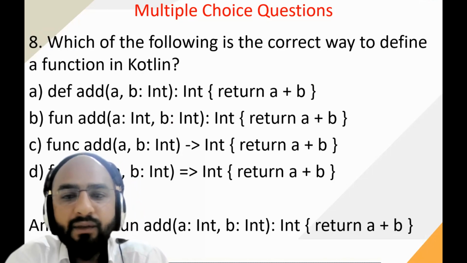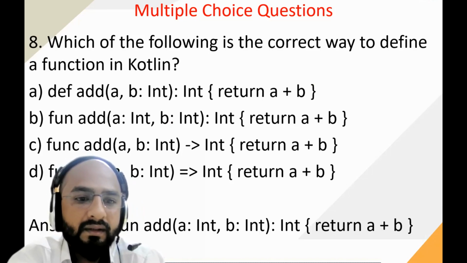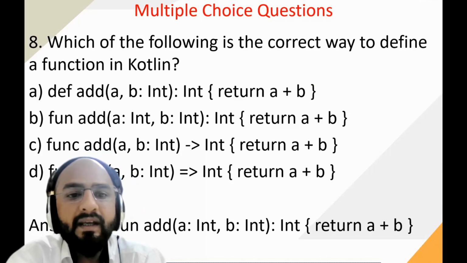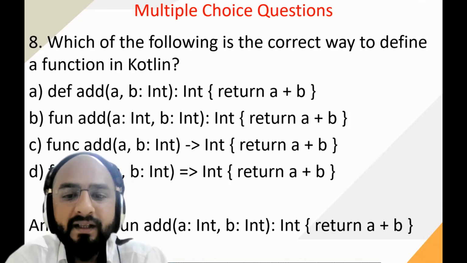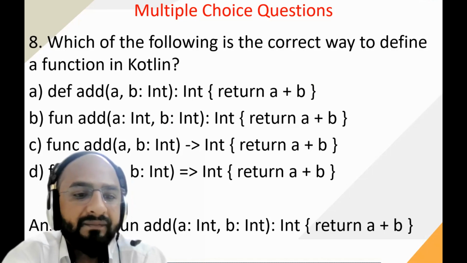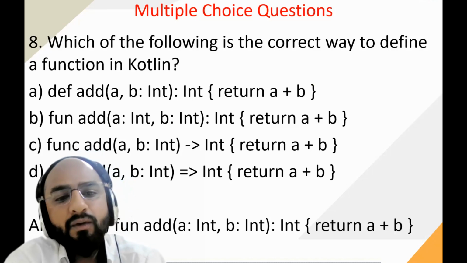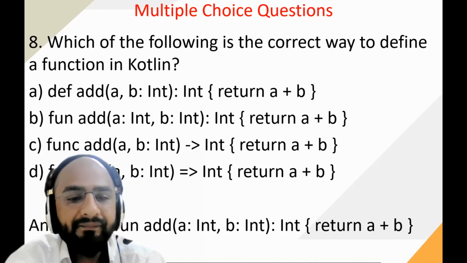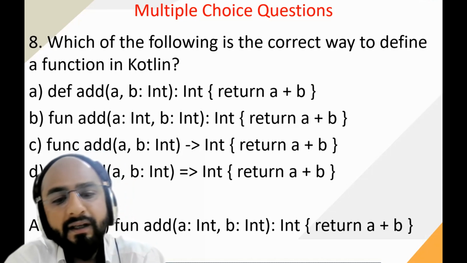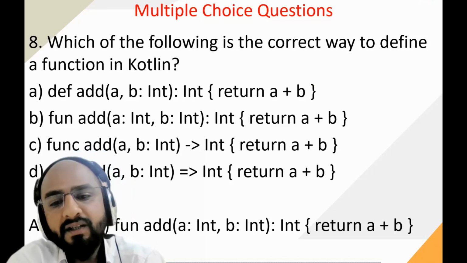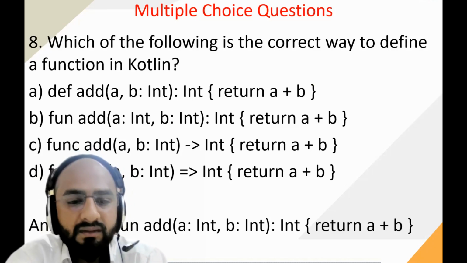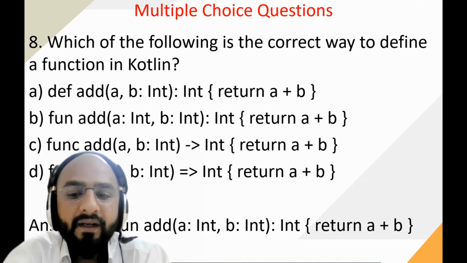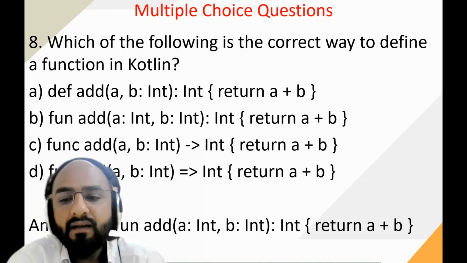Which of the following is the correct way to define a function in Kotlin? A, def add a b colon integer, return type integer, return a plus b. B, fun add a colon integer, comma b colon integer, colon integer, return a plus b. C, func add a comma b colon integer, arrow integer, return a plus b. D, fun add a comma b colon integer equal to greater than integer, return a plus b. The right answer is B. Fun add a colon integer, b colon integer, colon return type, and return a plus b.